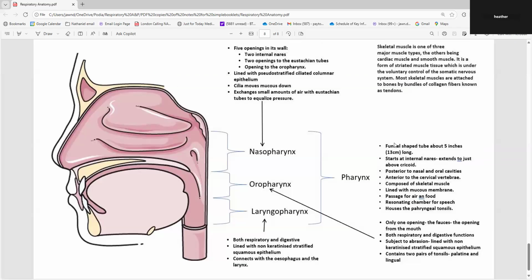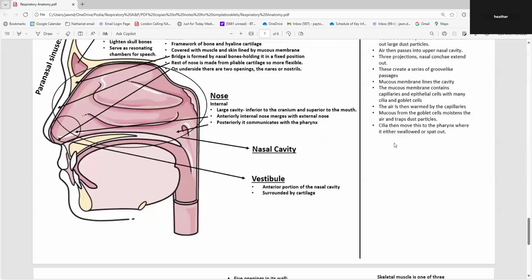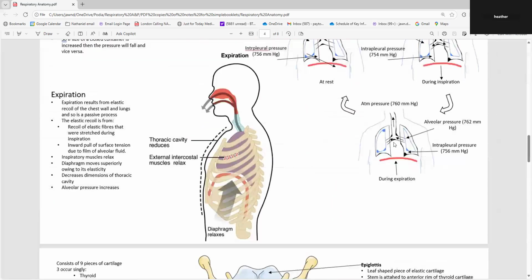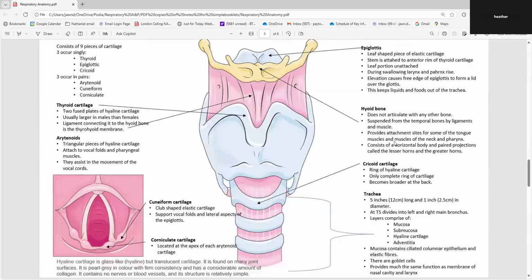I think I've got my slides in reverse order here. So we've covered the nose quickly. I then want to move down to this very, very important structure as far as intensive care is concerned.